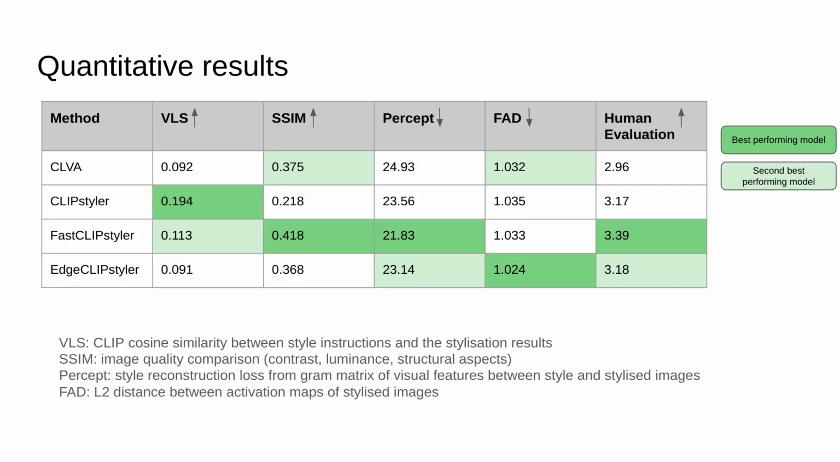Here we show how the model scores according to various quantitative metrics, both automatic as well as according to a human survey that we conducted. As you can see, our models score highly across a lot of these dimensions. According to the human survey, FastCLIPstyler came out on top, with EdgeCLIPstyler coming in at second. While CLIPstyler produces impressive results in many cases, its scoring suffered due to overstylization and artifacts. Due to CLVA's inability to generalize to prompts outside its training distribution, it scored relatively low as well.